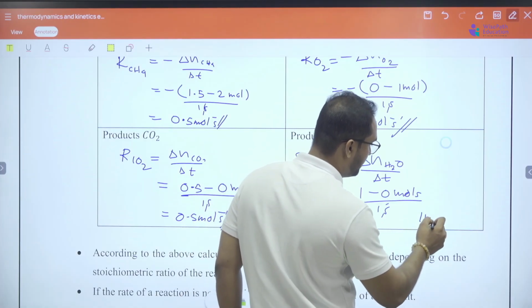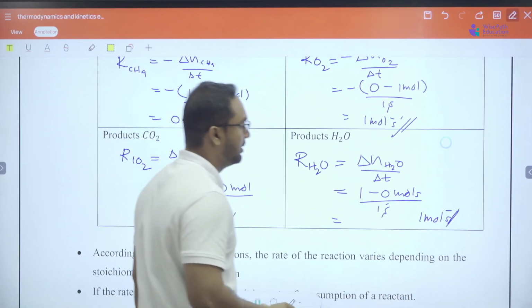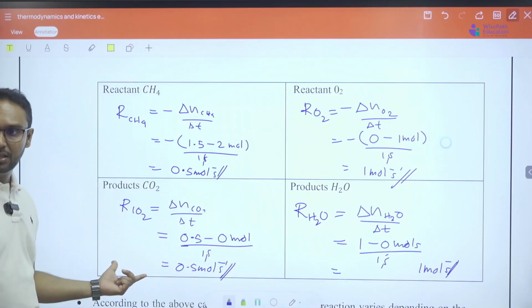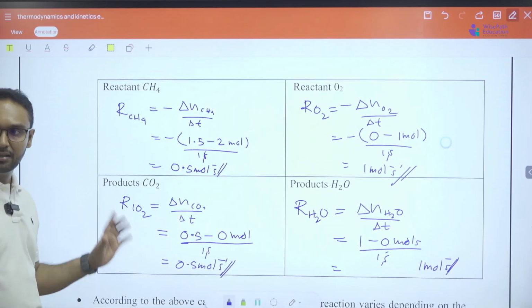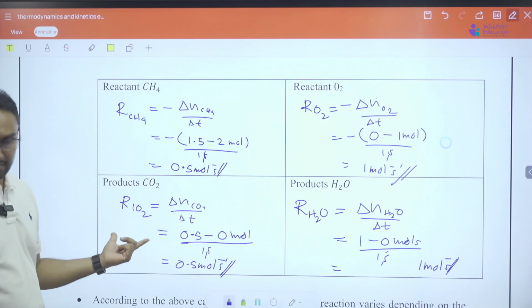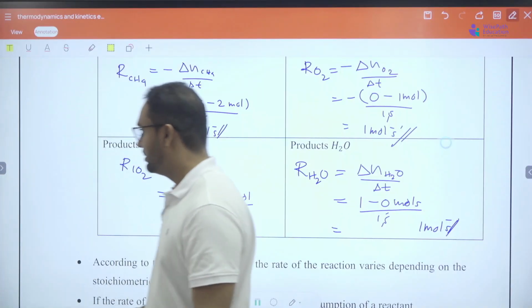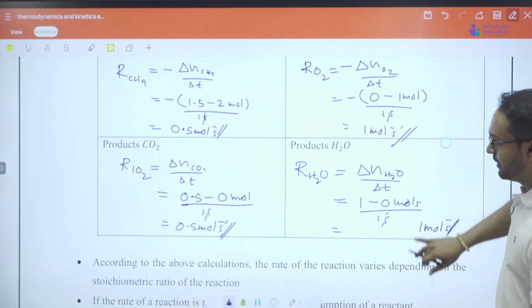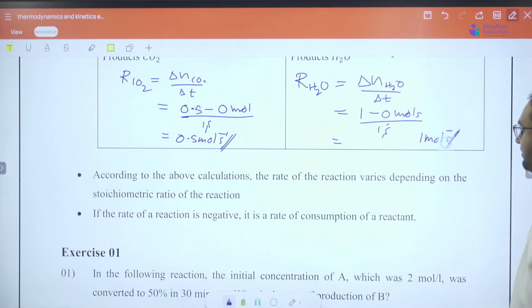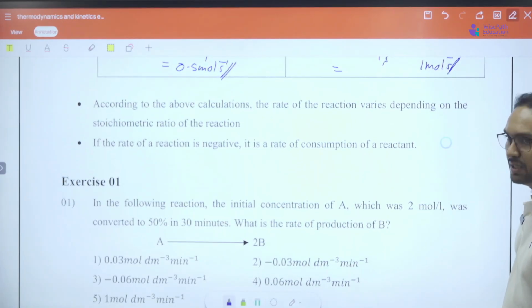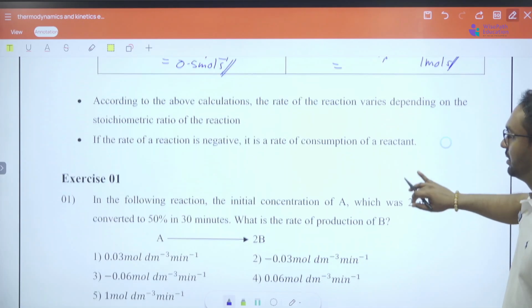So the rate is 1 mole per second, and as it happened in the last one, the rates are different, and the ratio of the stoichiometry and the rate of reaction are equal, right? Yeah, online people, did you get this? The same answers? Hopefully, yes. So according to the above calculations, the rate of reaction varies depending on the stoichiometry ratio of the reaction. So if the rate of reaction is negative, it is the rate of consumption of a reactant. Okay.